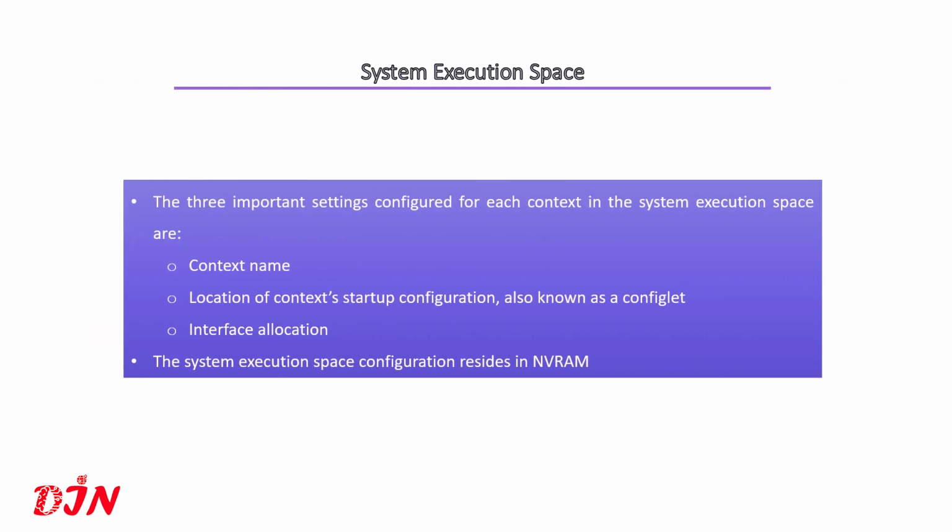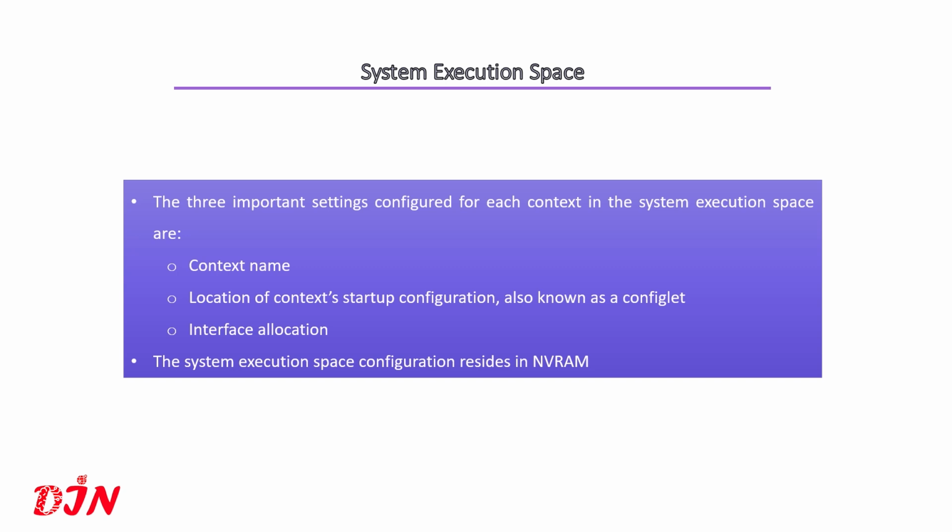System execution space. Unlike other contexts, the system execution space does not have any layer 2 or layer 3 interfaces or any network settings. Rather, it is mainly used to define the attributes and settings of other security contexts. The three important settings configured for each context in the system execution space are context name, location of context startup configuration, also known as a configlet, and interface allocation. Additionally, many optional features such as interface, failover, and boot parameters can be configured within the system execution space.